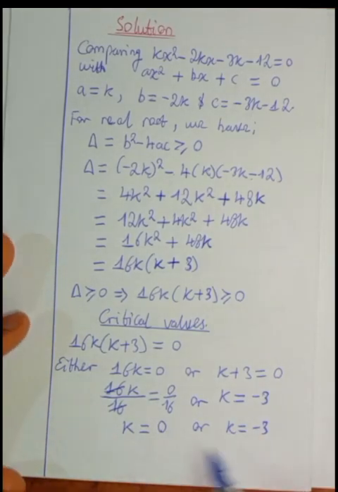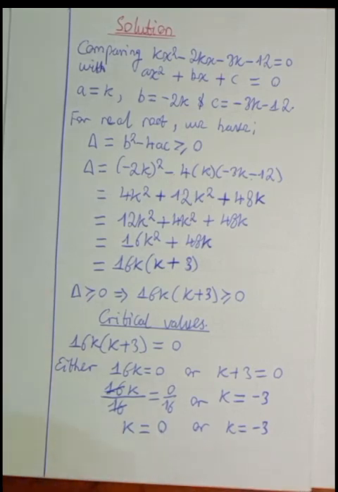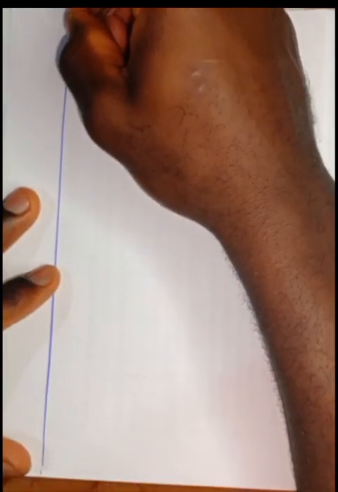Looking at the critical values, we know negative 3 is less than 0. Now we can draw our sign table. We are going to check values of k which are less than negative 3, values of k which are between negative 3 and 0, and lastly values of k which are greater than 0. For the first column, we have k.